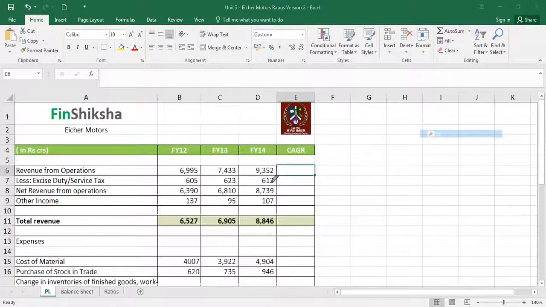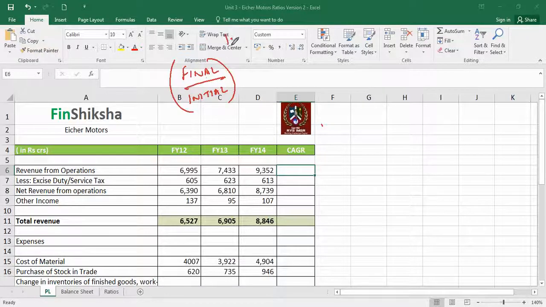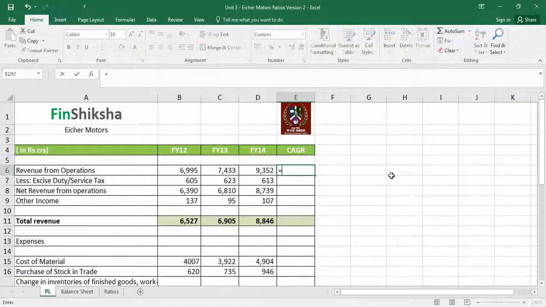In addition to our discussion on CAGR, if you recall, the broad formula for CAGR was the final value divided by the initial value raised to the power 1 by n, where n is the number of years minus 1. How many years do we have? That's 1 and that's 2. So n in this case is 2. This is the final value, that's here. This is the initial value, that's here. We can calculate CAGR in this particular column here, right? So let's quickly do that and try and get the data.